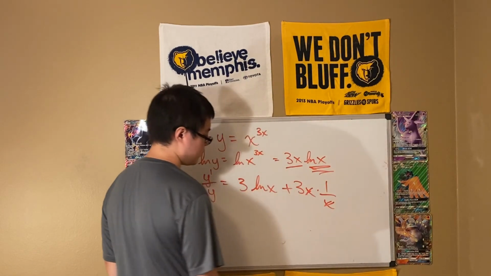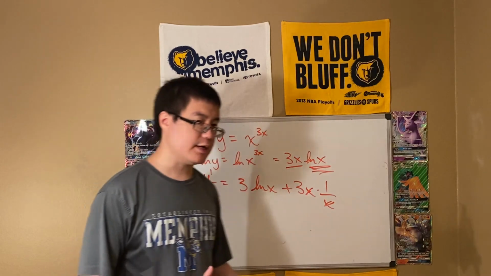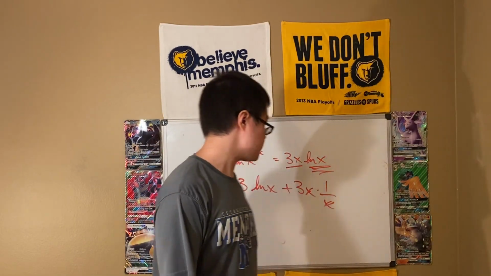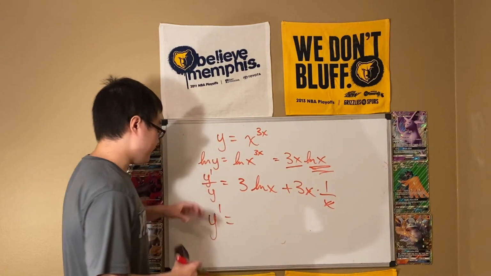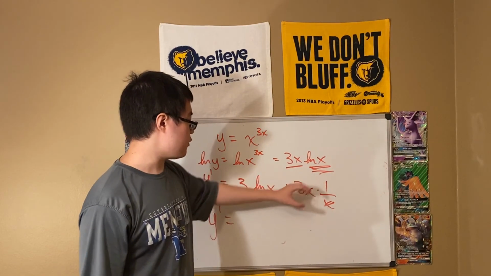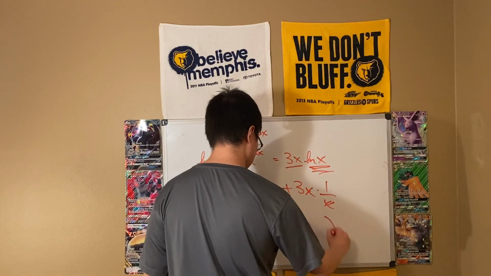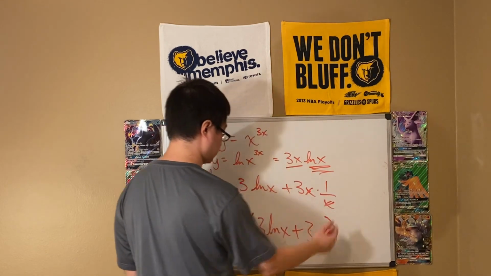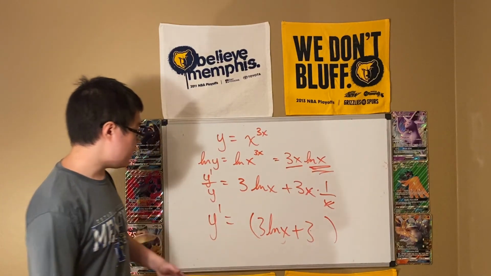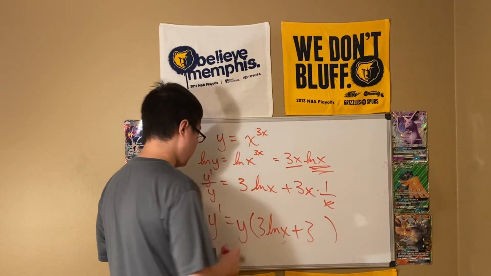These can cancel if you want. I don't know how much your teacher likes to simplify. I don't really care about simplification, but these do, of course, cancel. So the next step, or the final step actually, is to bring the y over and multiply it by this thing. 3 ln x plus 3, because the x is canceled. And then we're going to bring the y over, so I'm just going to multiply this by y.